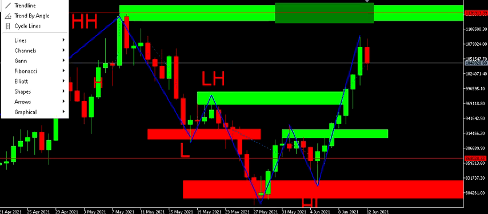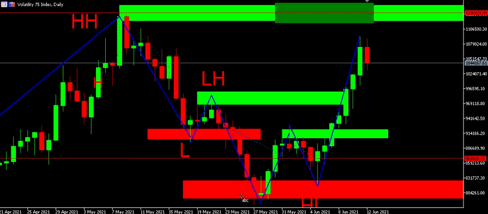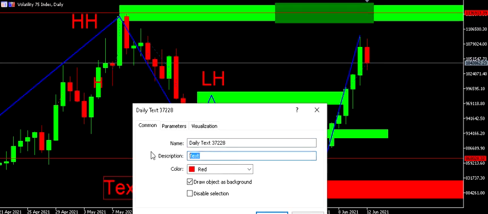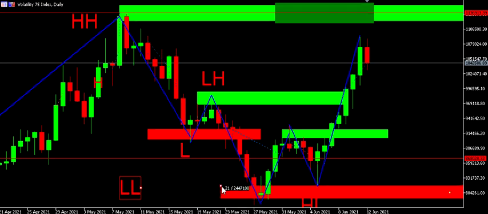For a downtrend you have lower low, and for an uptrend you have higher high. So we have a lower low around here. We have a lower low. So I'll label it LL, lower low. Okay, so I'll place my lower low around here.